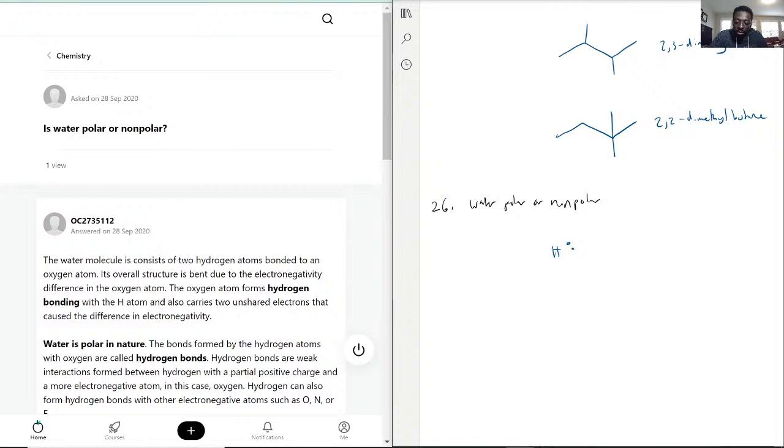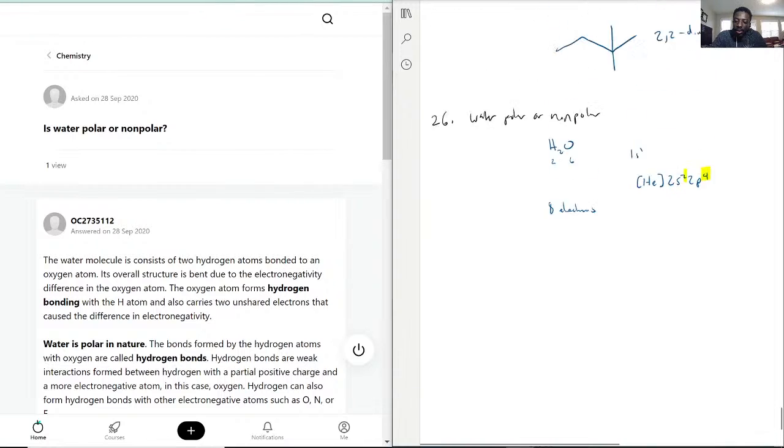H2O. Favorite thing to do. Hydrogen is just 1s1, oxygen is still helium, 2s2, 2p4 to make 6 in total. So we have 2 hydrogens, 1 oxygen, so that's 6 and 2, so that's 8 electrons total.